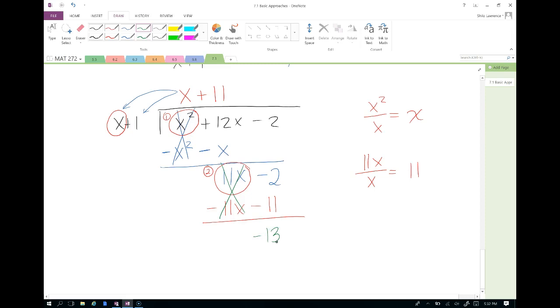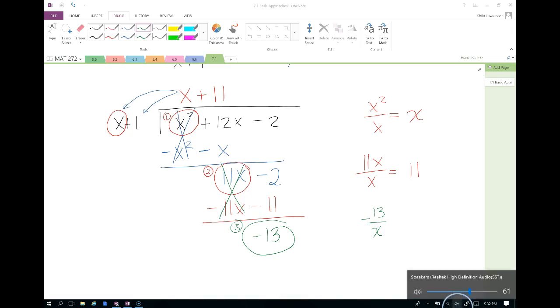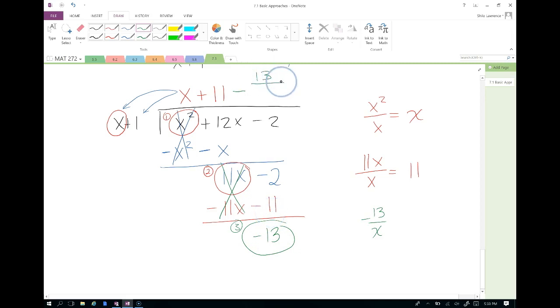Now you can check, but technically we're done. Because the next one that we would do is we would say, all right, how many times does x go into negative 13? Or as a division question, negative 13 over x. That cannot be simplified, which means we're done with our division. So the way that we write our remainder is we say minus, I'm doing minus because it's a negative 13, 13 over x plus 1.